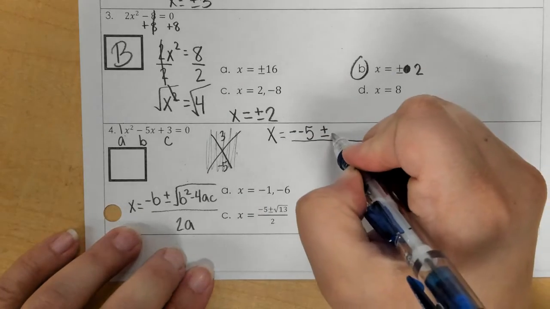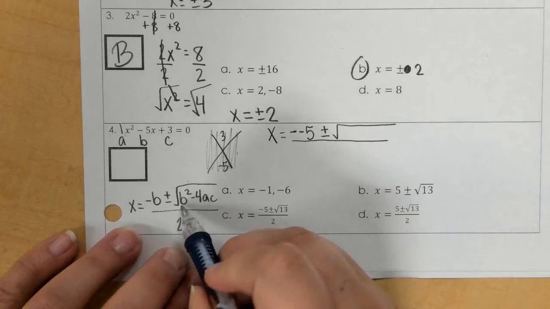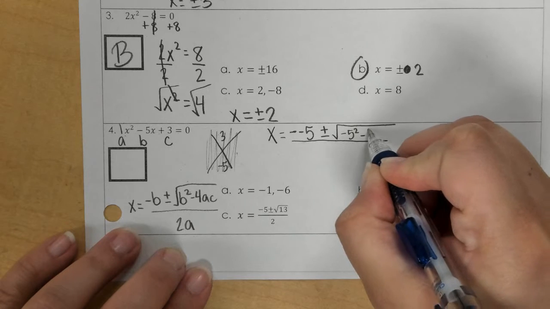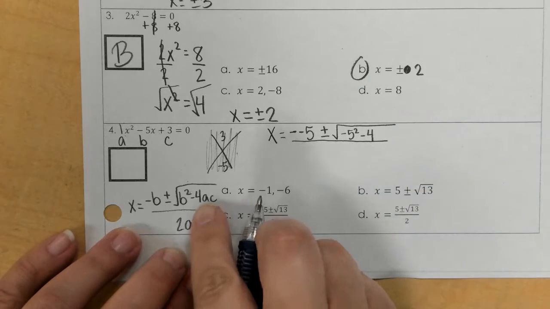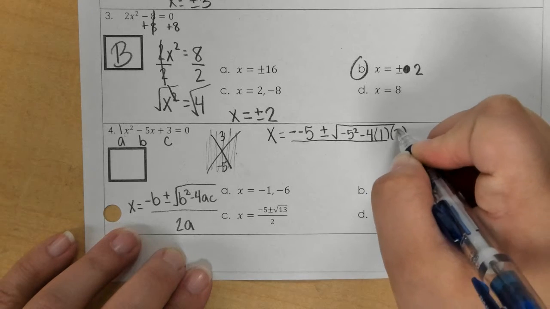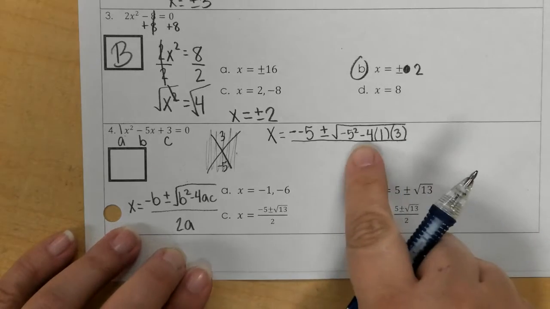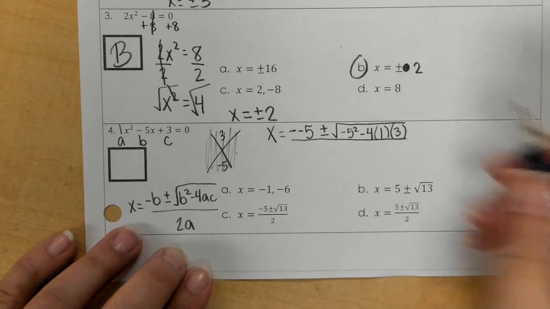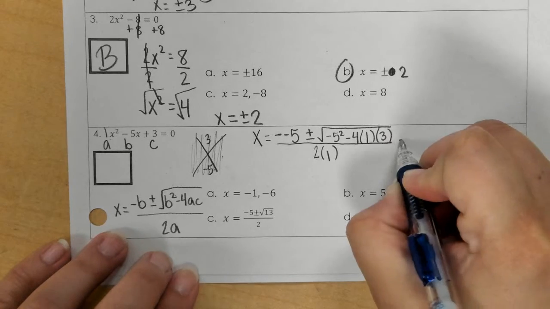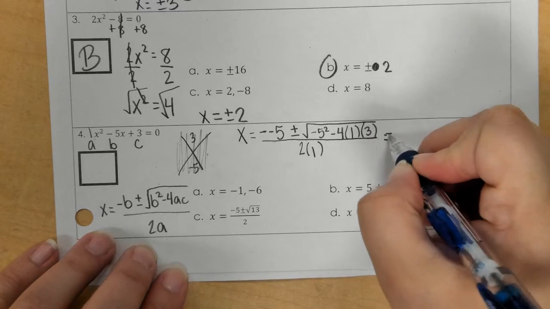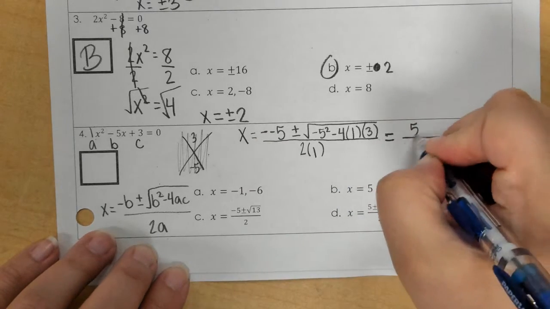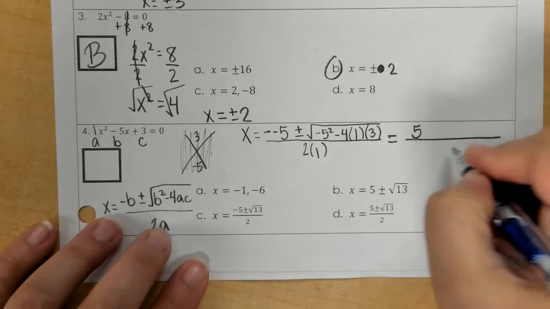Okay, plus or minus the square root of B squared, so negative 5 squared, minus 4 times A times C. So you should have negative 4 times 1 times 3. All over 2 times A, and A is 1. Okay, so now we're going to simplify. So a negative, negative 5 became 5. 2 times 1 in the denominator is 2.